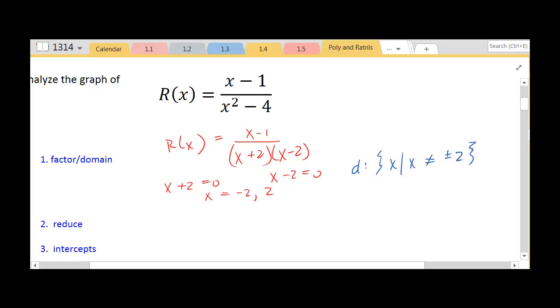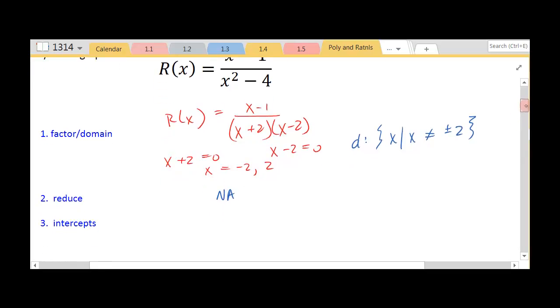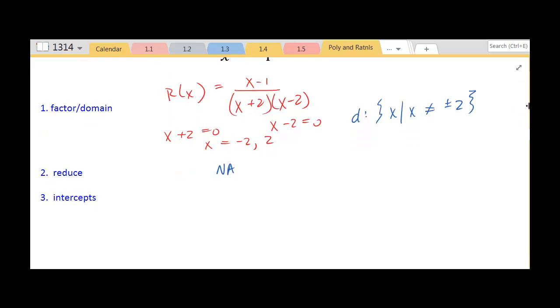Once we've found the domain, we want to see if we can reduce this function. Notice that when I talk about reducing, I can only reduce common factors. I have no common factors occurring anywhere in this function, so I cannot reduce it. So that's not applicable in this particular case. But we want to move on and talk about the intercepts of this function.